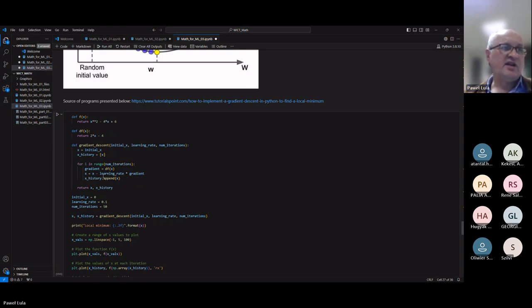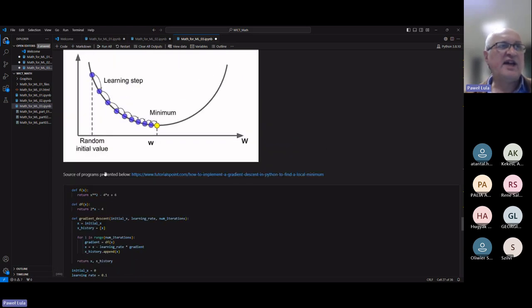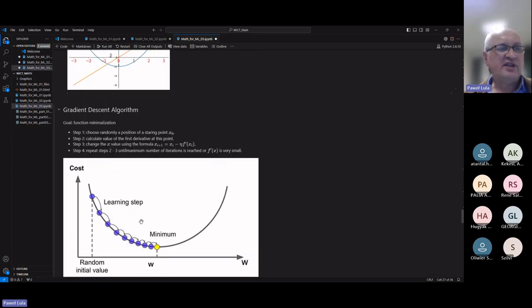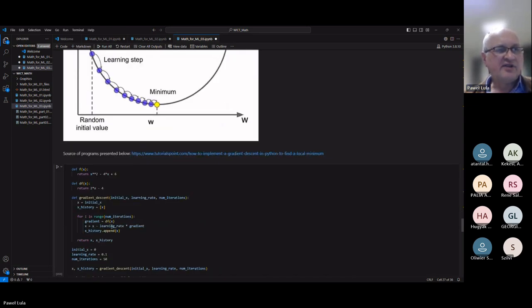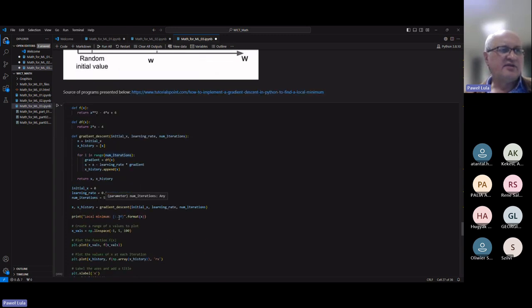And here, I calculate a value of the first derivative. It is called gradient here. And here I calculated the new position. This eta value, which I have here, is called the learning rate. And I repeated it many times.